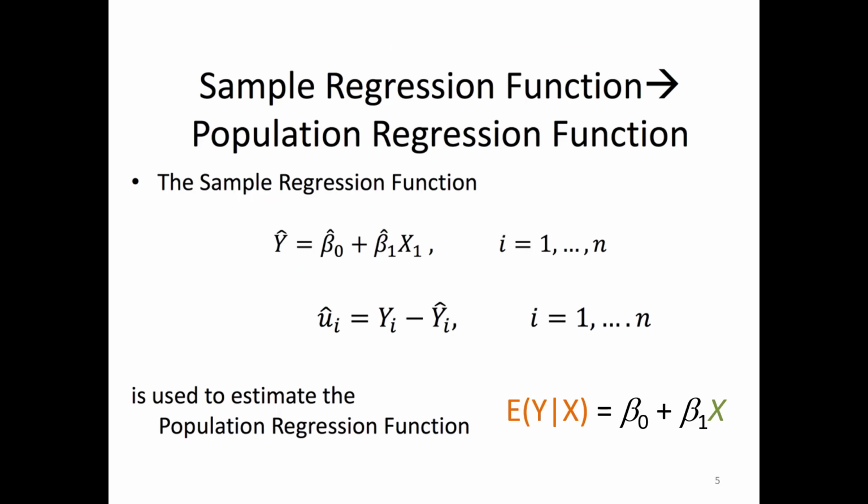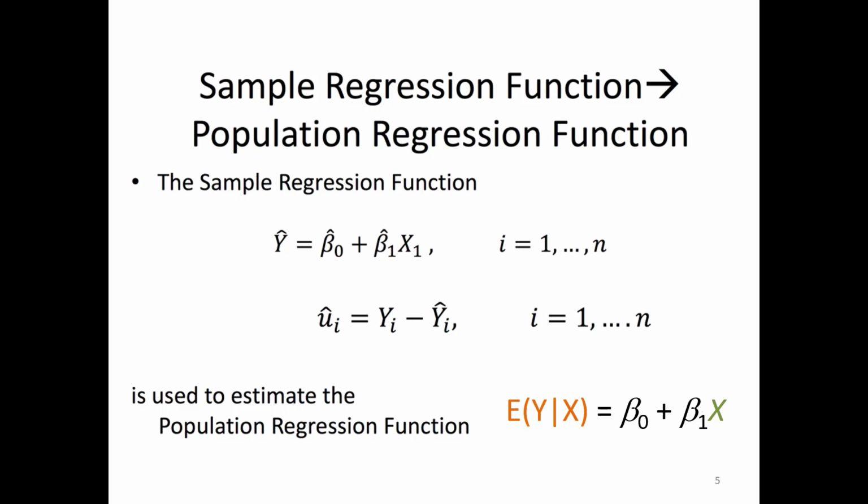So what are we doing? We take a sample regression function and infer to the population regression function. Our sample regression function is y hat, or predicted y, equals beta naught hat, where the hat means predicted and the naught means the intercept, plus beta 1 hat times x_i, for i equals 1 to n, the number of observations. Then we have u hat, the predicted error, which is y_i minus y hat_i, also for i from 1 to n.